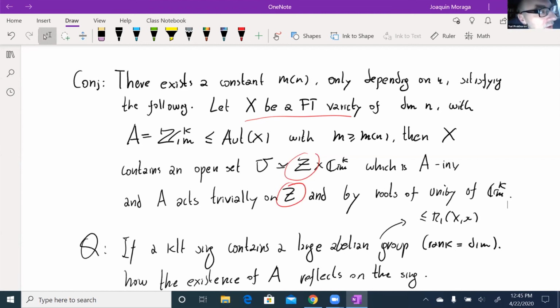There were some works of Ishii and Fujino about indices of purely, of strictly log canonical singularities. So they are bounded. And they use some kind of arguments with blow-ups and covers, like this.